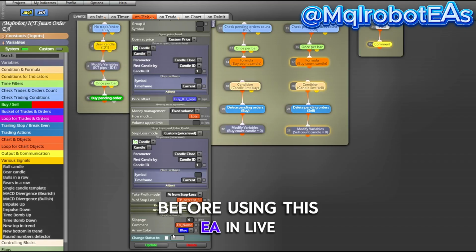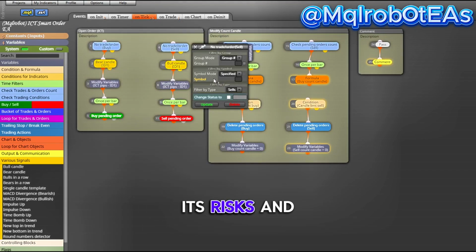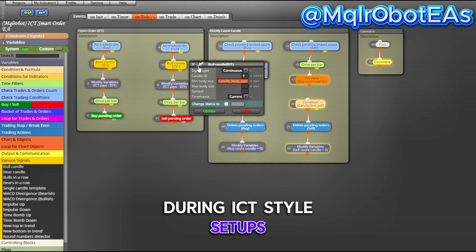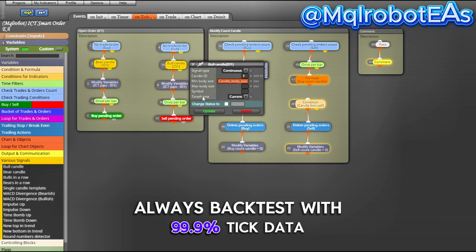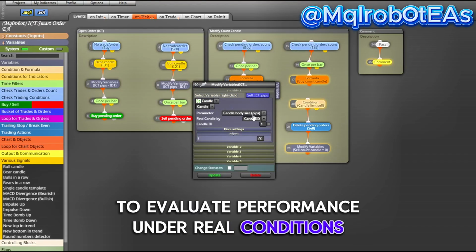Before using this EA in live trading, it's critical to fully understand the strategy, its risks, and how price behaves during ICT-style setups. Always backtest with 99.9% tick data to evaluate performance under real conditions.